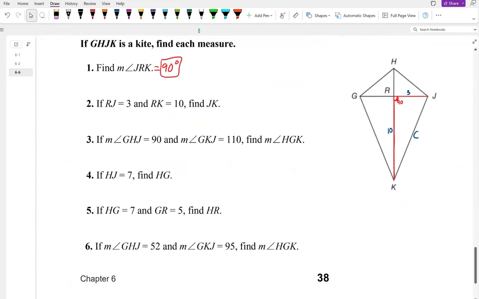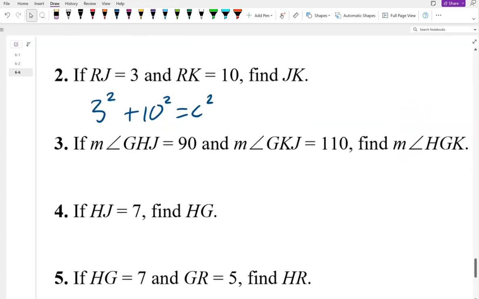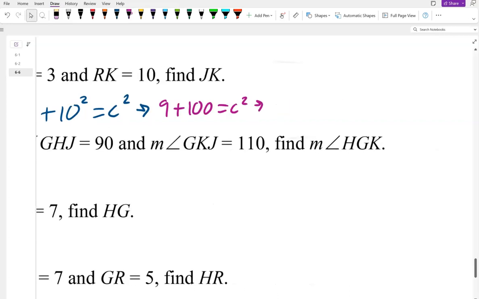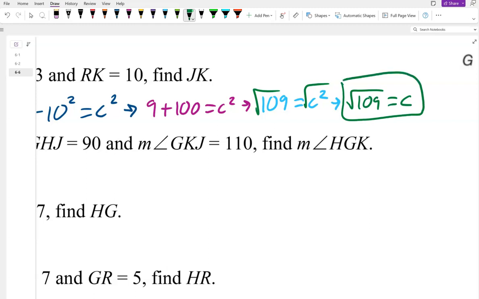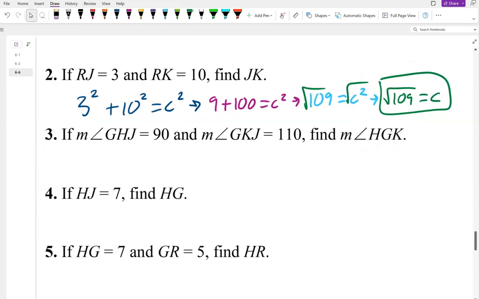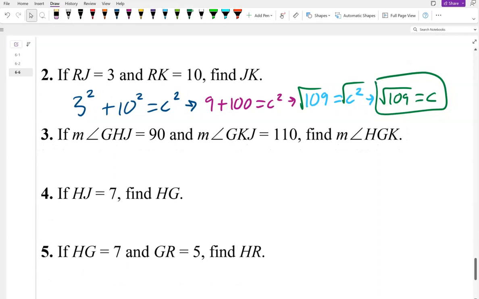Right? So all I have to do to solve that question is 3 squared plus 10 squared equals C squared. And then from there I just solve it like I normally would. So that would turn into 9 plus 100 equals C squared, which means that that's 109 equals C squared. When I square root those two, my answer is literally just square root of 109 for C. That's it. There's no simplifying that or anything, so that's it.